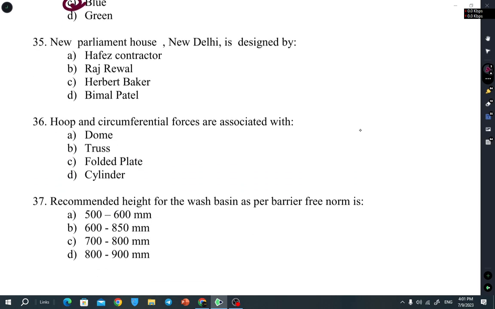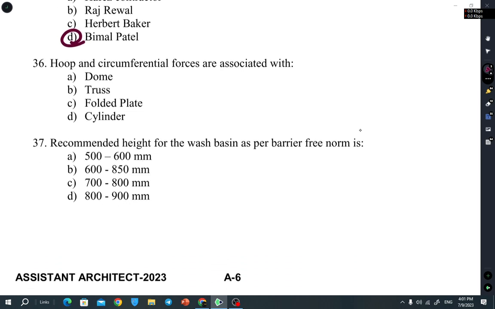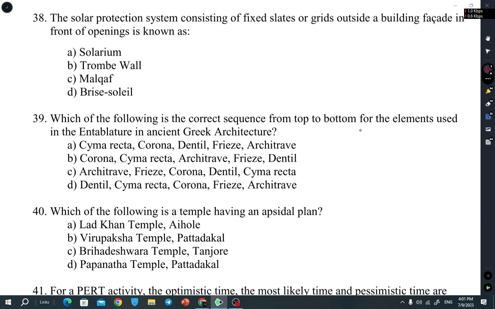New Parliament House, New Delhi is designed by Bimal Patel. Hoop and circumferential forces are associated with option D. Cylinder. Recommended height for the wash basin as per barrier-free norm is 700 to 800 mm. Option C. Next question. The solar protection system consisting of fixed slats or grids outside a building facade in front of opening is known as Brise Soleil.